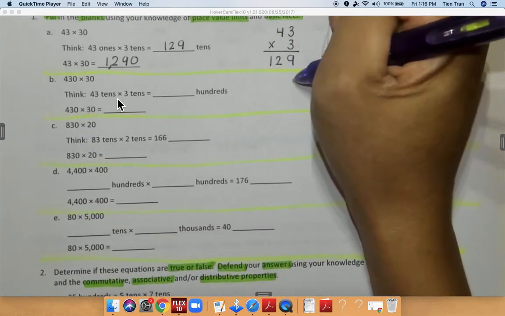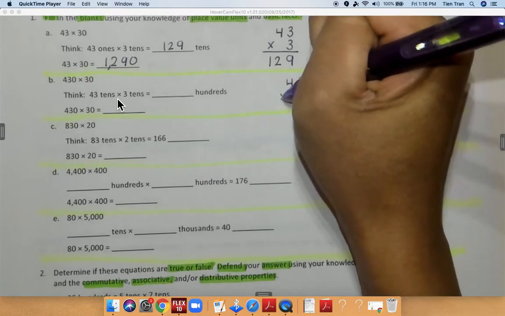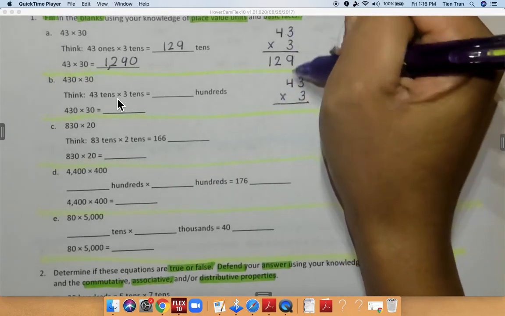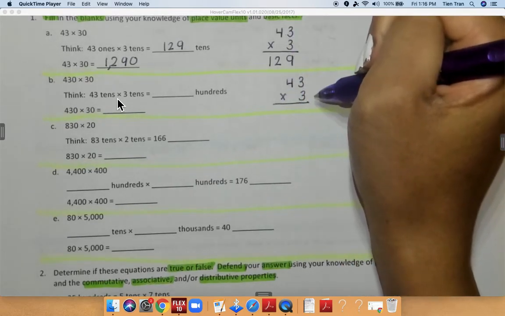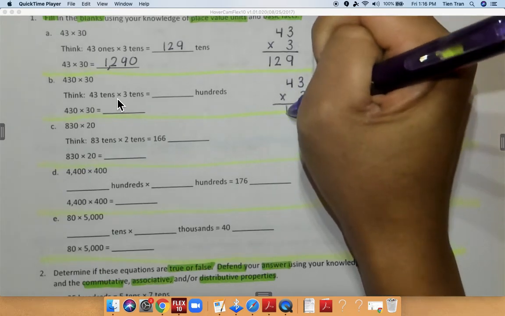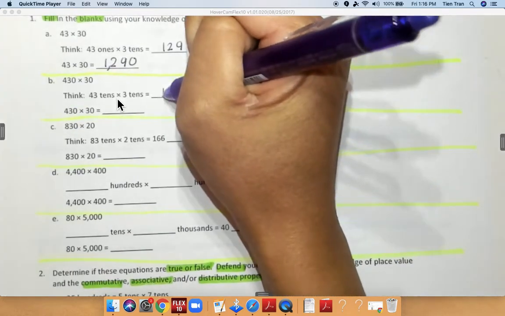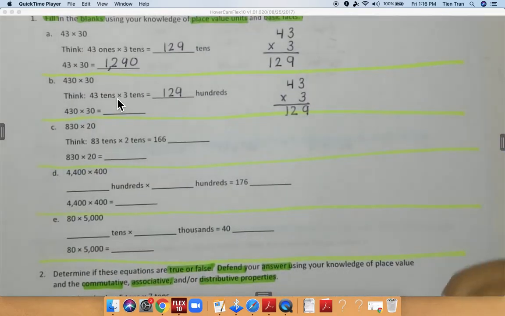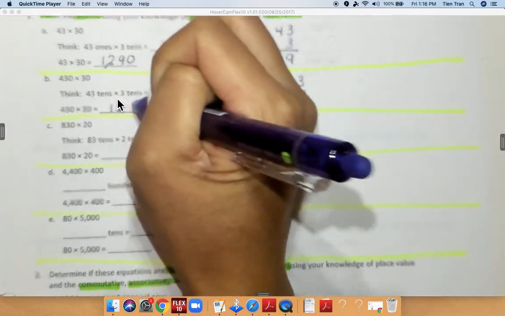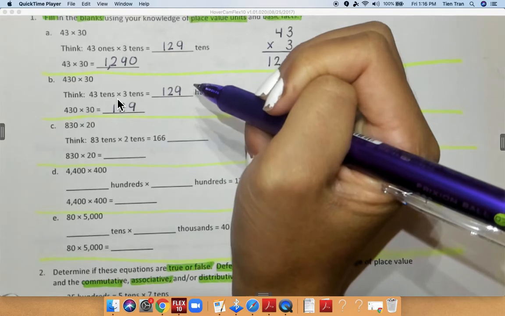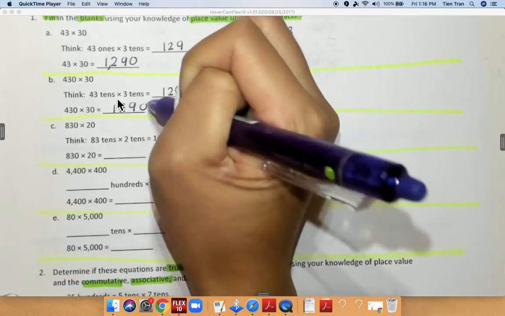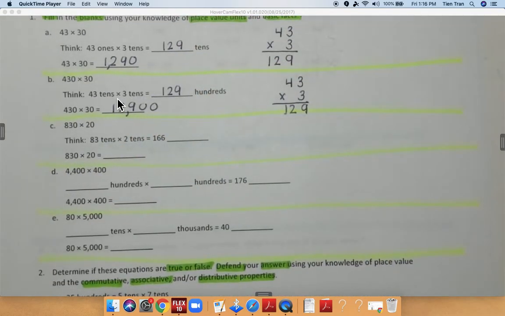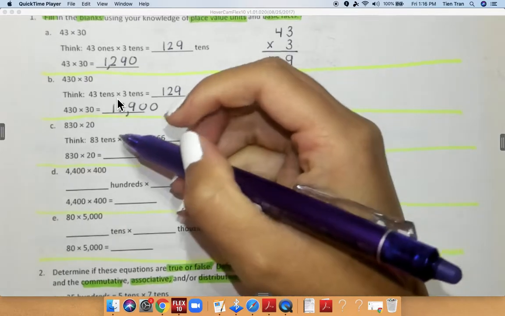So I'm going to multiply this first. 43 times 3. And it's the same thing. So 3 times 3 is equal to 9. 3 times 4 is equal to 12. So I have 129 hundreds. So I'm going to make sure I write 129 hundreds, which is the same as having 12,900 as my answer. Okay, 129. Now over here I have 830 times 20.